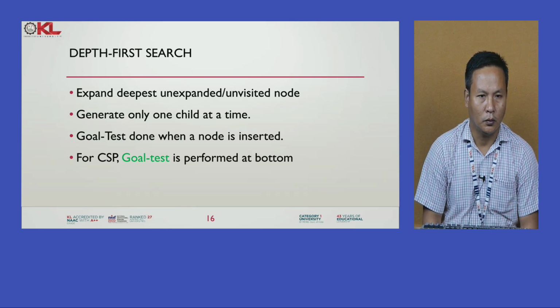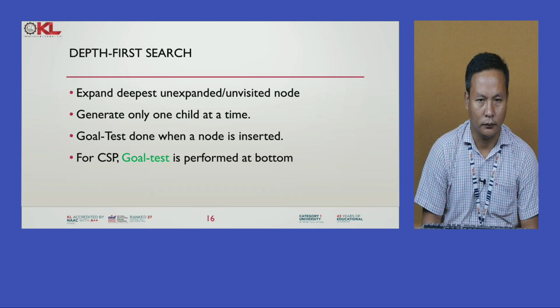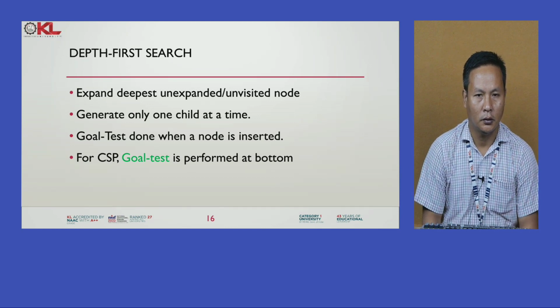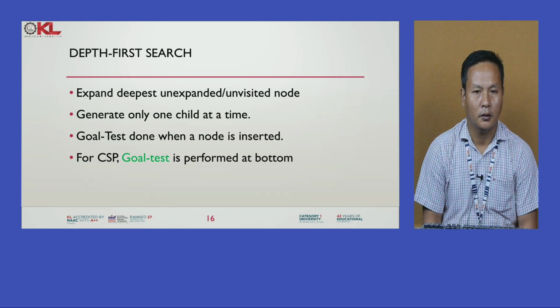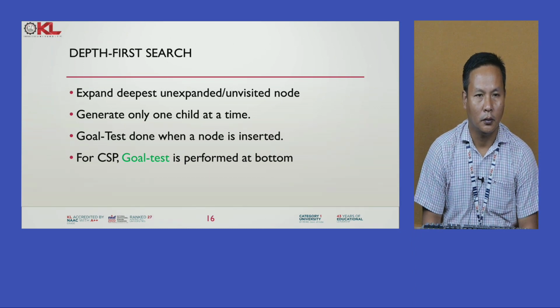We have to visit the deepest unexpanded or unvisited node. We have to move by considering only the depth, without considering the height. We have to move in depth only along unvisited node edges. The second point is that we generate only one successor at a time. At a time means in one process.